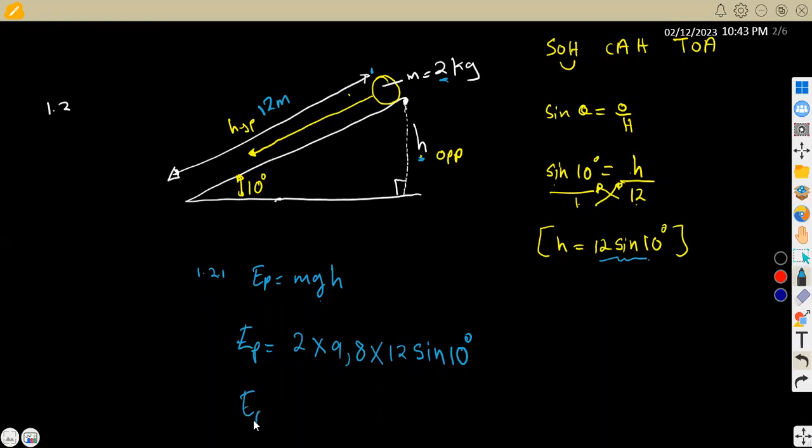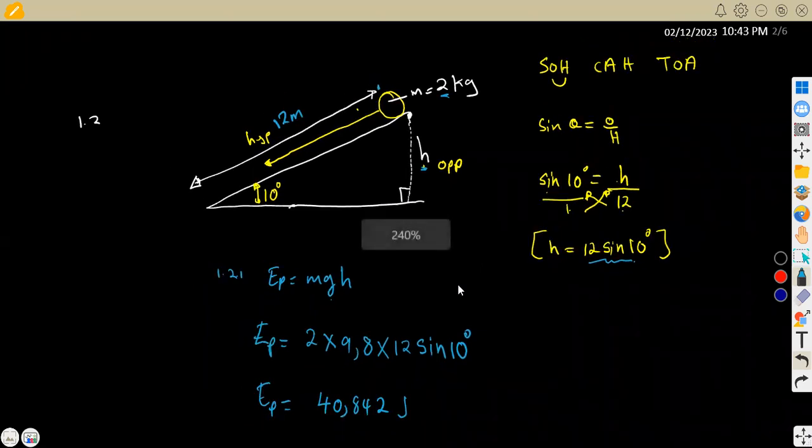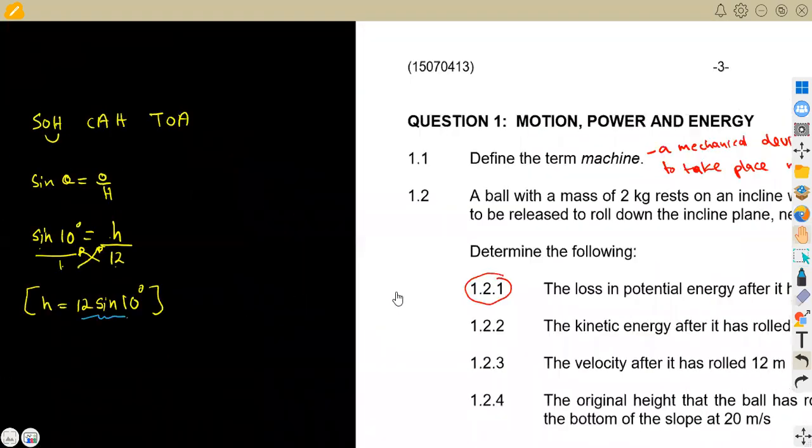In this case, we shall have our potential energy as 40,842 if we round off properly to 3 decimal places. That is in joules. So we have our potential energy for 1.21. Okay, let's check the other part of the question.